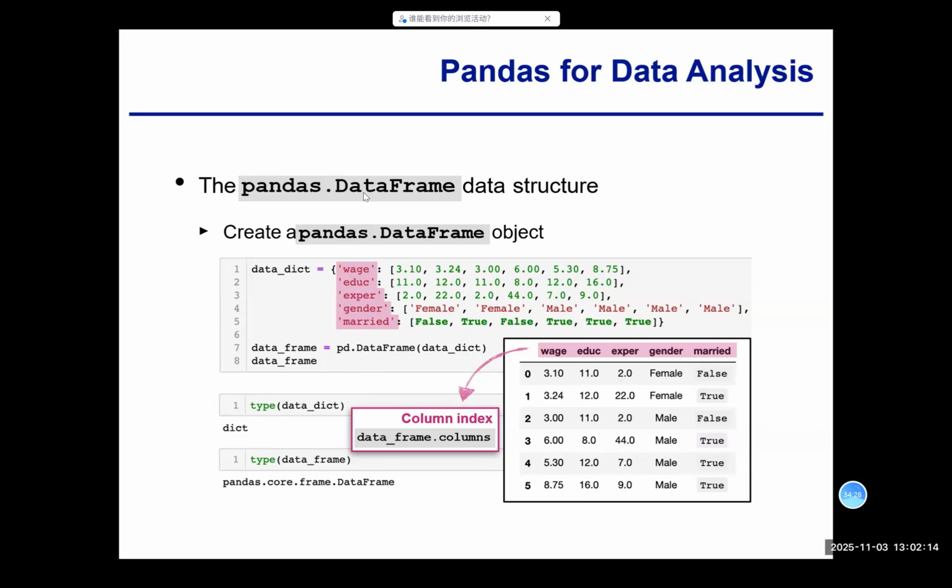So it has columns, the column labels. In this case, we already have the column labels defined: wage, education, experience, gender, and married. This is called the column index, and you can check the column index by the attribute called columns. Also, we allow them to have row names, in other words, the row labels or the row indices. Here, by default, we do not give it user-defined names yet. If we do not give it user-defined names, by default, the row indices will be just integers, 0, 1, 2, 3, 4, 5.